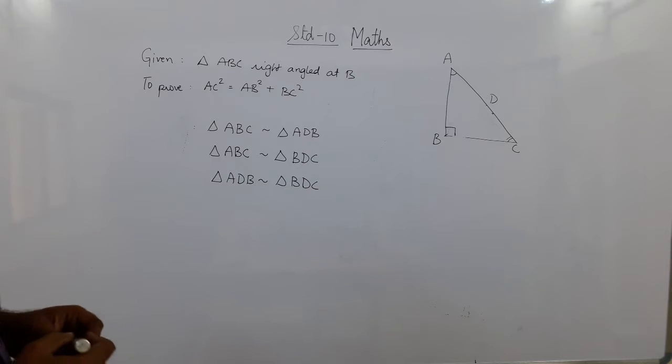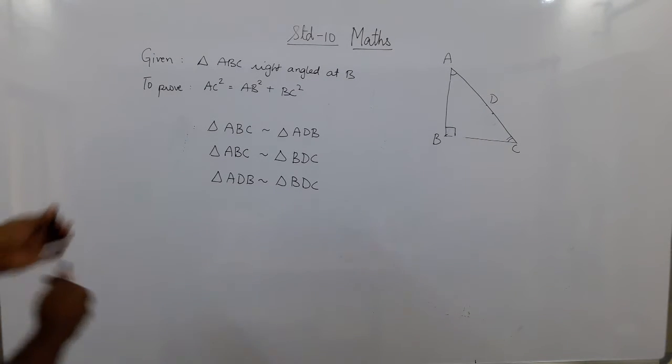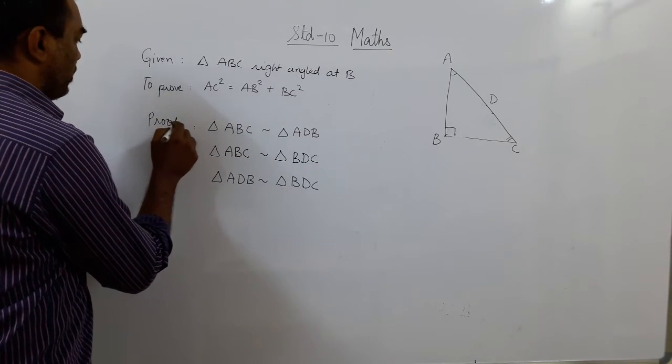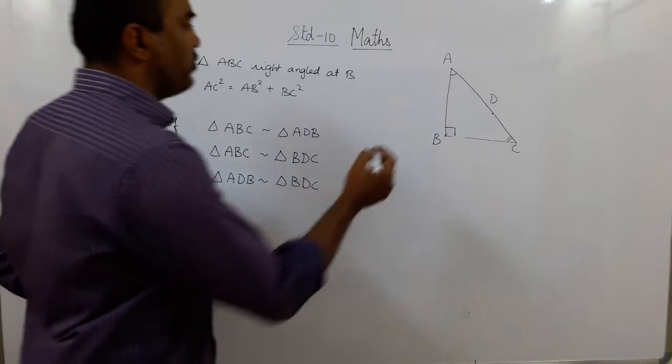This is what we have to prove. So how will we move with the proof of this? Okay, so now let us proceed from the first thing. So proof, we will begin from here. Draw the altitude and first prove this.